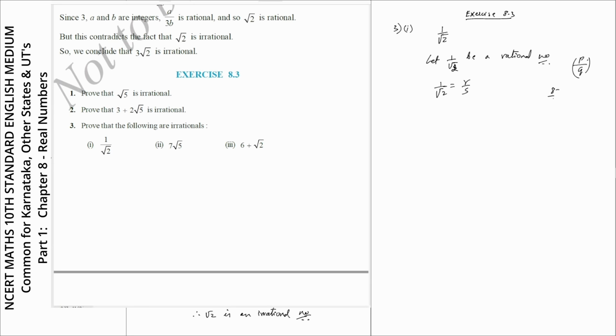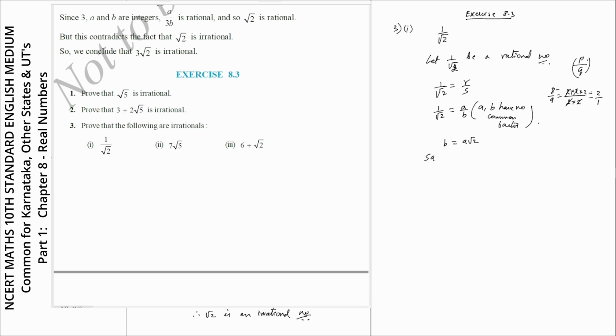Now 8 by 4, I can write as 2 into 2 into 2, and 4 I can write 2 into 2, and I can cancel the common factors. So I can write 8 by 4 as 2 by 1. So here also r and s will have some common factors which I can cancel, and I can write 1 by root 2 is equal to a by b. Here a and b have no common factor because I have cancelled. Okay, now what I'll do is I'll cross multiply: b is equal to a root 2.